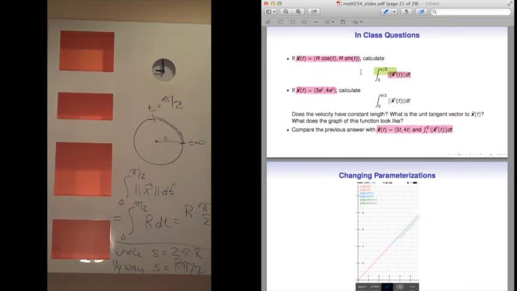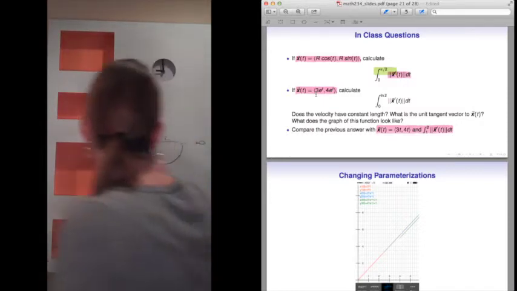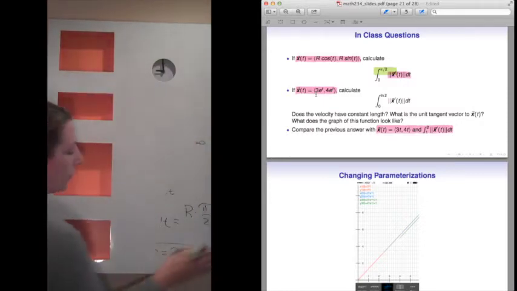All right, so that's a very simple case, and you can do that one easily. Now the second two questions, where we're asking about these curves, 3e to the t, 4e to the t, and the line, are related. Okay, so let's go through those.